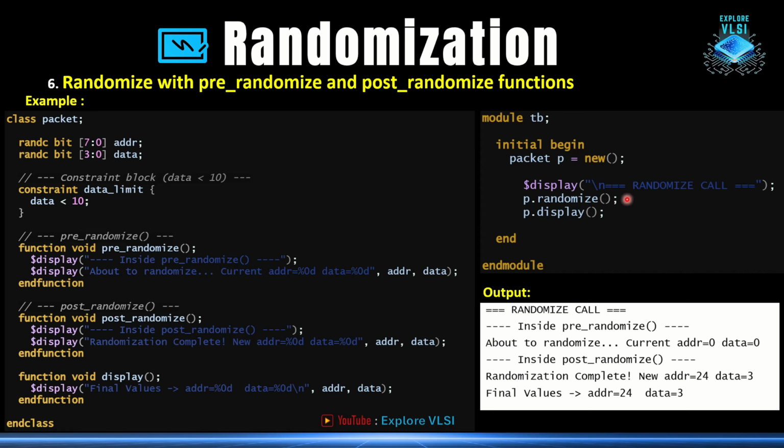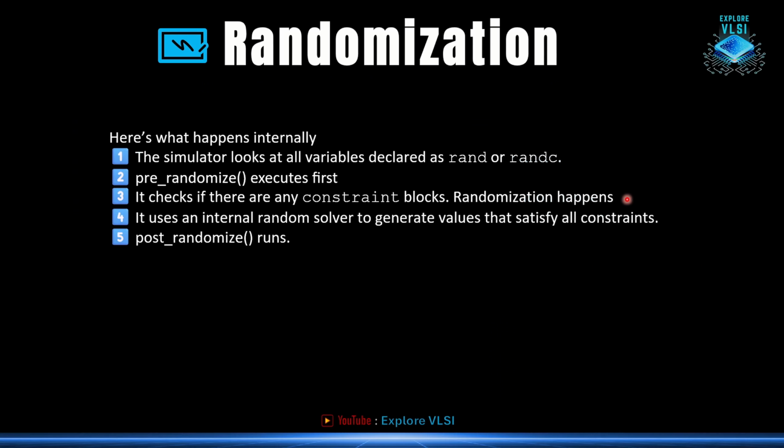Okay. This is all about randomization in SystemVerilog. We have seen from simple $urandom and $random to a randomize function with pre-randomize and post-randomize. In the next video, let us understand how constraints work and which are the different types of constraints. That is very, very important from the knowledge point of view and also for the interview.